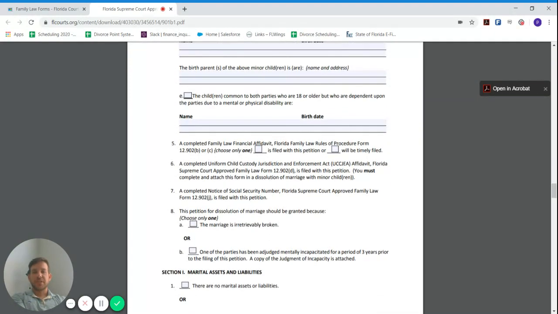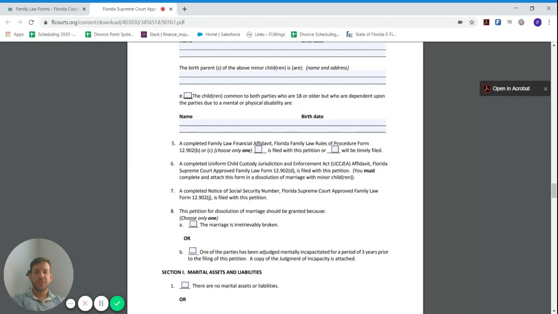Now, you're also going to click here that you either are filing your financial affidavit up front or you will be filing it. And it doesn't have to be filed up front. Under the mandatory disclosure law, which is Florida Rules of Family Law Procedure 12.285, you have 45 days from the date the petition is served for both parties to file their certificate of compliance, their financial affidavit, and serve on the other party their mandatory disclosure list.